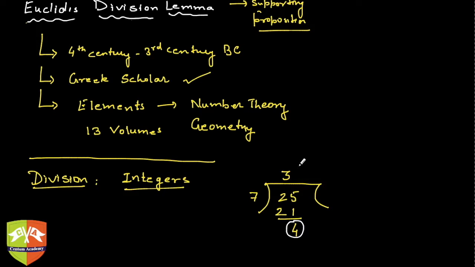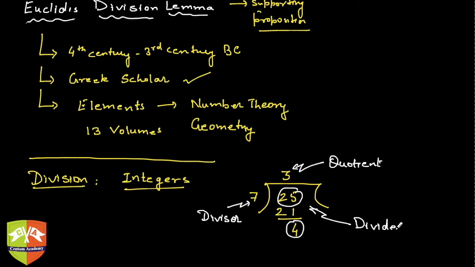So you know that this number is called the quotient, and this number is called the divisor, which is dividing, hence divisor. This part is called the dividend, and this part is called the remainder. So these are the four terms which we usually encounter while doing the long division method.